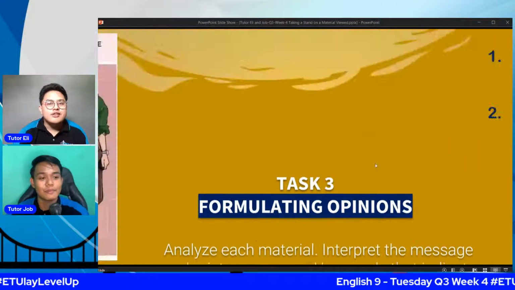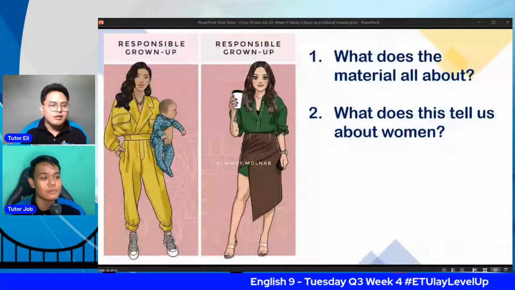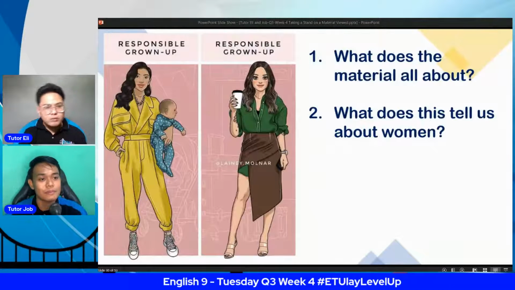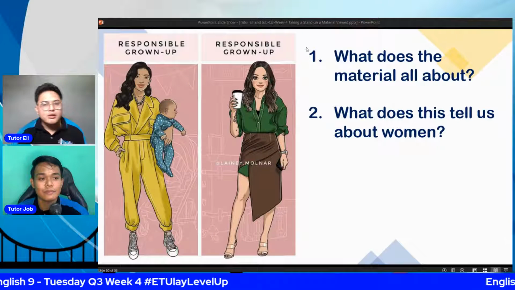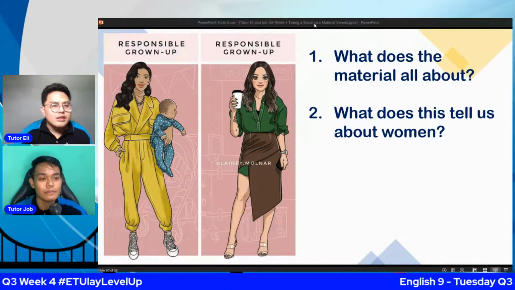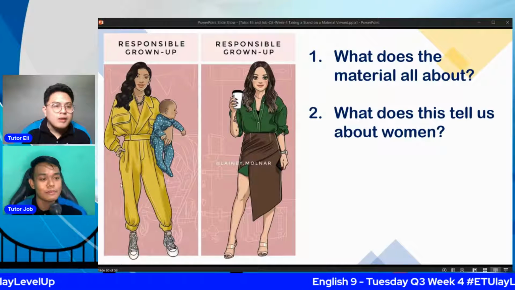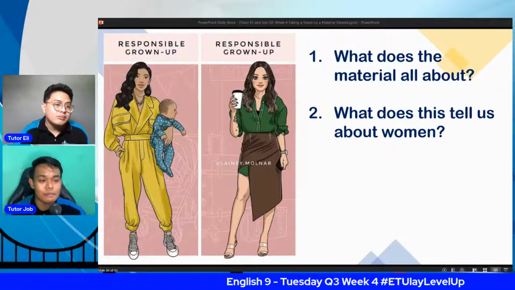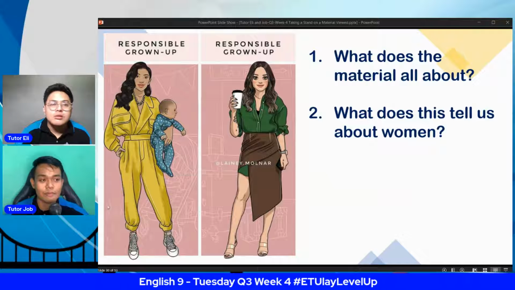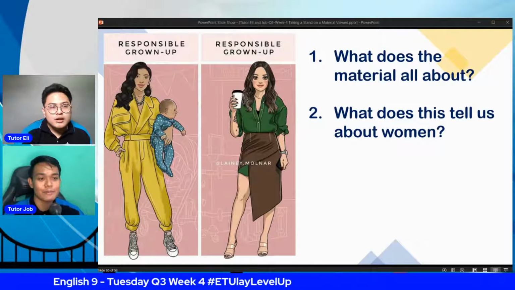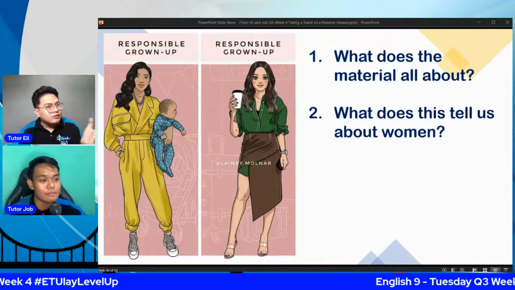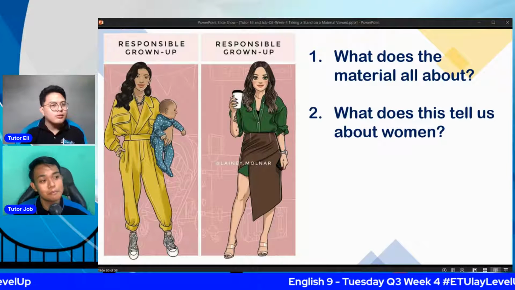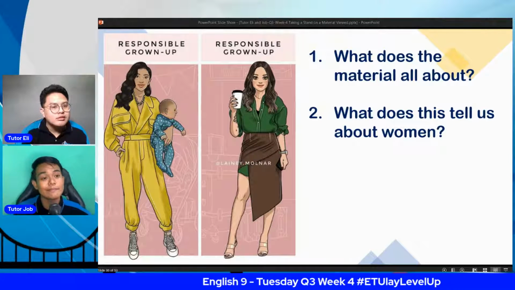So this is the first material. Okay, what is the material all about? It could be one word, two words, three words, or a phrase, or a sentence. What is the material all about? What does this tell us about women? Siguro kahit tatlo lang dito, we will show them three materials dito, Tutor Job, no? Okay, we're a bit running out of time. So, yun, responsible grown up, and dito ay they are both showing responsible grown up. So, what does it say?